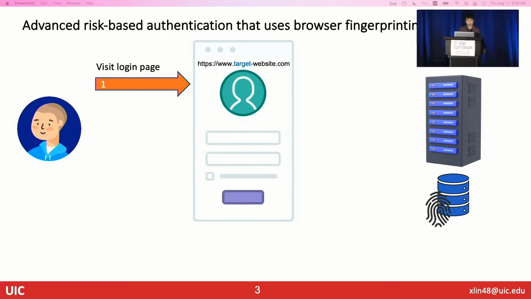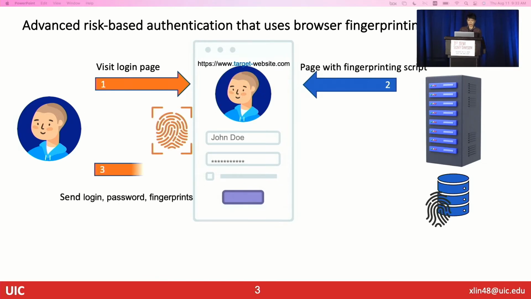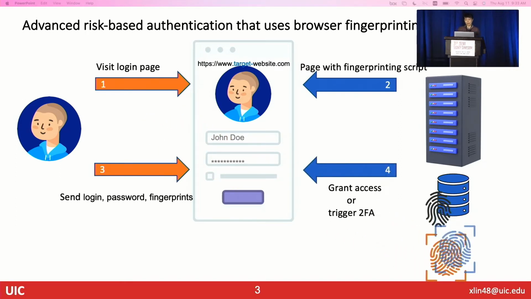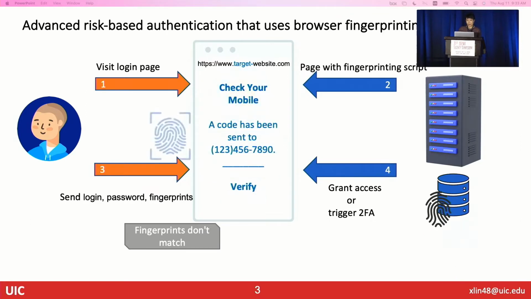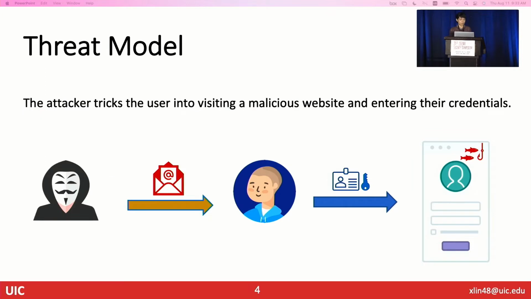In this system, the user visits the login page, and the website sends a fingerprinting script to collect the user's fingerprints. If this fingerprint is different from the previous login, it triggers 2FA. If the two fingerprints match, 2FA is skipped, and the user directly logs into the account. However, this system is vulnerable to our attack.